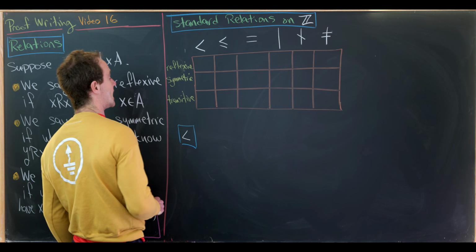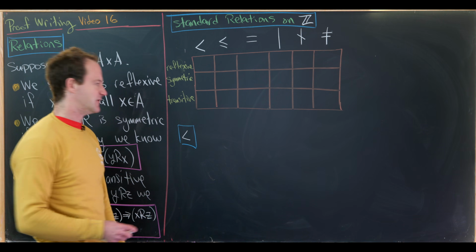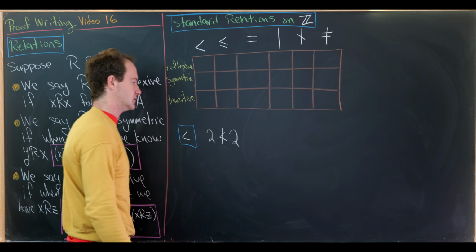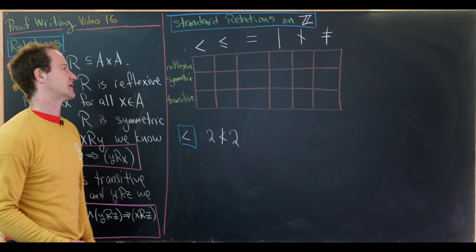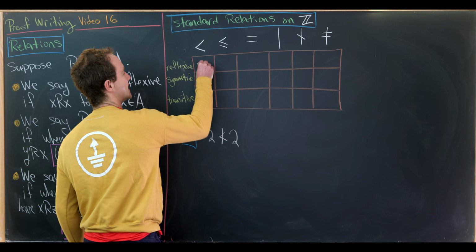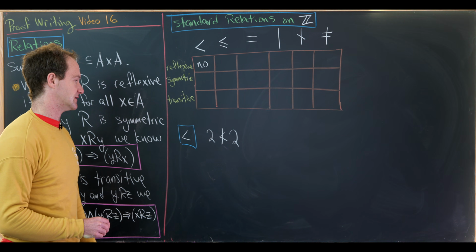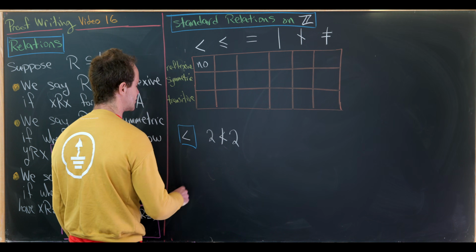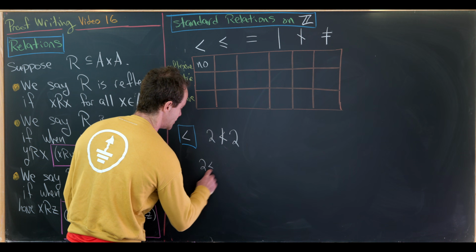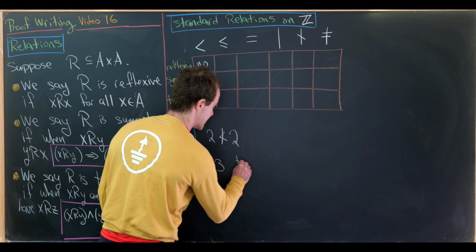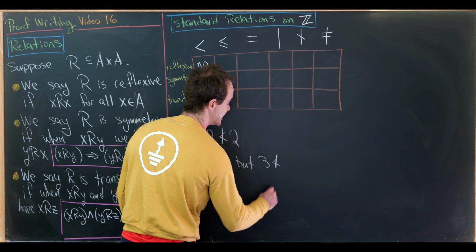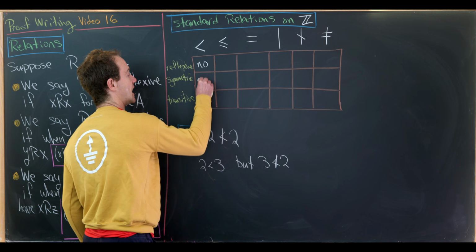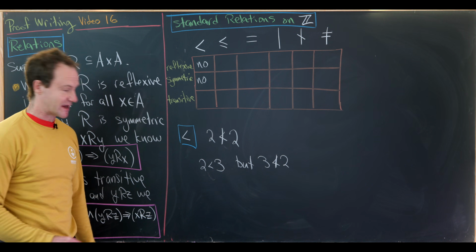Let's notice it is not reflexive, and we can see that via example. 2 is not less than 2. 2 is equal to 2. It's not strictly less than 2. So we would say here, no, it is not reflexive. Is it symmetric? No, it's not symmetric. We can check that by noticing that 2 is most definitely less than 3, but 3 is not less than 2. So again, it is not symmetric, but it is transitive.